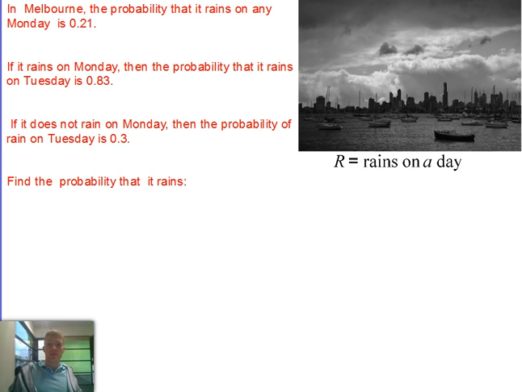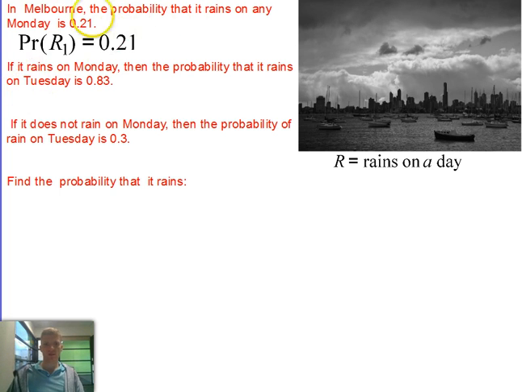So in Melbourne, the probability that it rains on any Monday is 0.21. Now, if it rains on a Monday, then the probability that it rains on a Tuesday is 0.83. If it does not rain on Monday, then the probability of rain on Tuesday is 0.3. Find the probability that it rains overall on the Tuesday. First off, let's define the event R. R is when it rains on a day. So we've got R1, which is Monday, and R2, which is Tuesday.